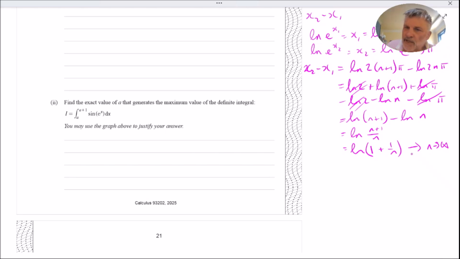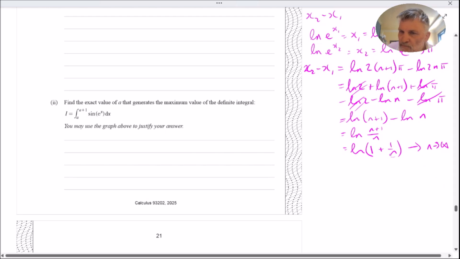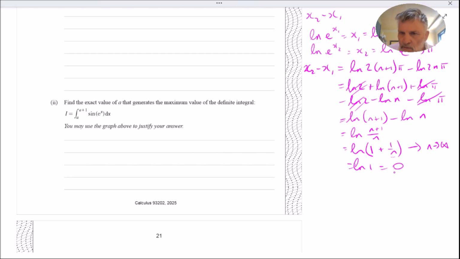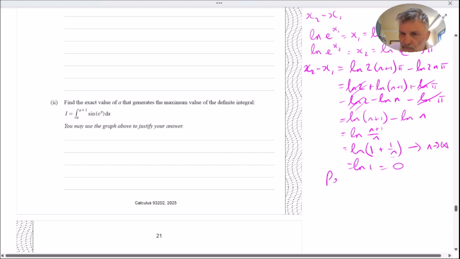That's e to the x. X goes to infinity, n goes to infinity. 1 over n becomes 0. Logarithm of 1, which is 0. Logarithm of 1 is 0. So this means our period is going to 0. It means we're going up and down as rapidly as you could imagine. And so there is no limit.